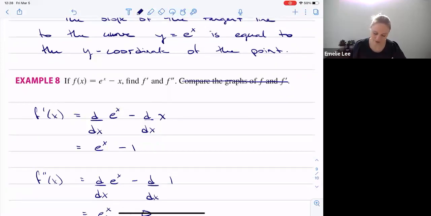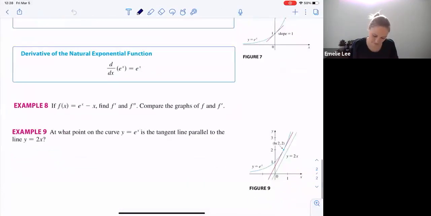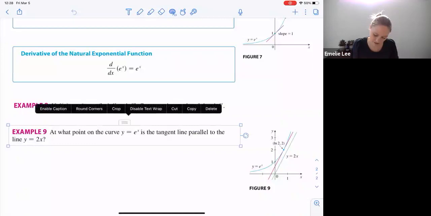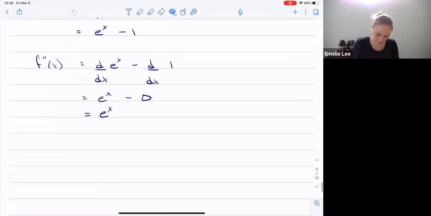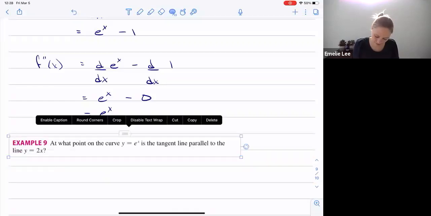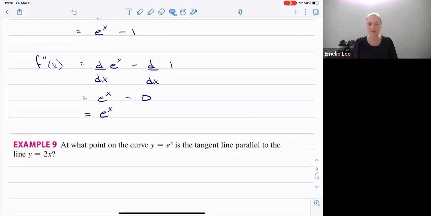Let's not compare the graphs. We've done enough comparing the graphs. I do want to finish that last example. So, I mean, feel free to compare the graph on your own, but there should be no surprises. Where the slope is negative, the graph of the derivative should be below the x-axis. Where the slope is 0, it should cross the x-axis, and where the slope is positive, it should be above the x-axis.